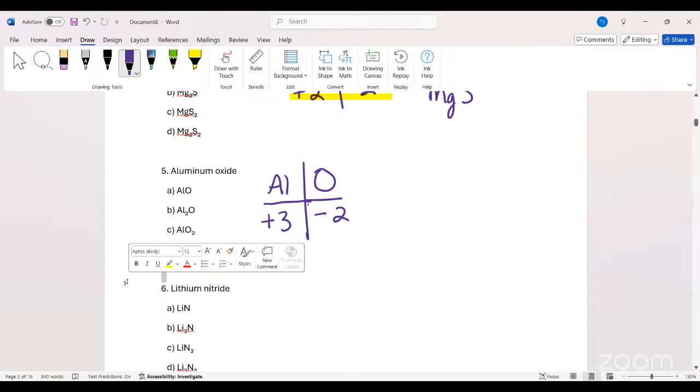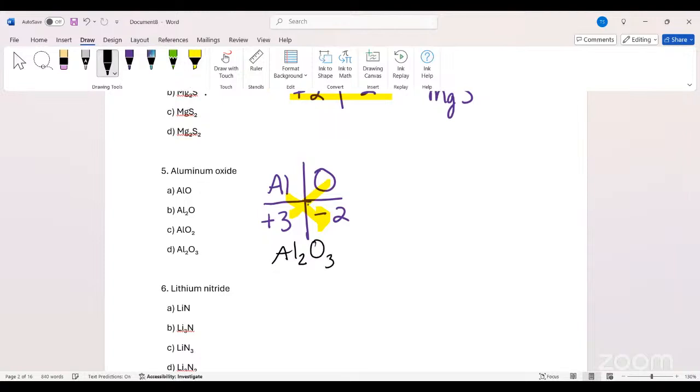Okay, so yes, so number 5, I see several of you all have written D. You are correct. That is correct. Again, all you're doing is showing how you're swapping them. Aluminum gets the 2, so Al2, and then oxygen gets the 3, O3. And the name of this is aluminum oxide. Good job, guys. Good job.